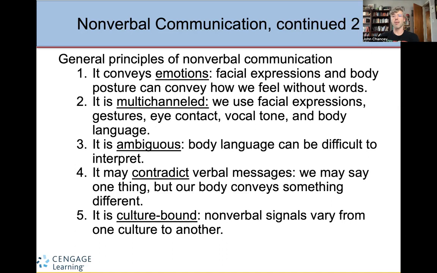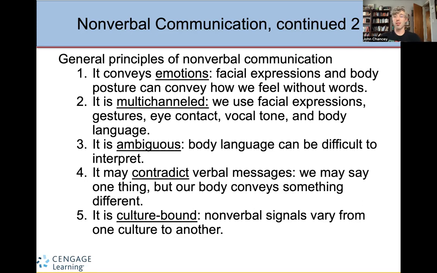So, some principles about nonverbal communication. Typically, we're talking about conveying emotions. Facial expressions and body posture can really tell a lot. If somebody gives you a piece of news and your first reaction is your eyes get really big and you've got that deer in the headlights look, that's conveying one thing compared to if somebody gives you a piece of news and you're smiling, you're happy. We can say a lot before we ever even technically open our mouth and let the words out. Nonverbal communication is multi-channeled, meaning we might use facial expressions, eye contact, gestures, vocal tone, intonation, body language, all of these things.